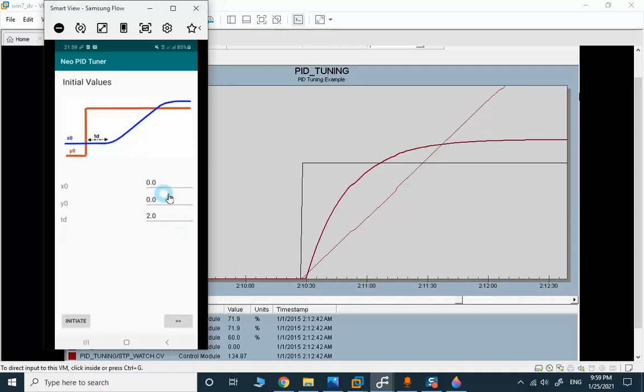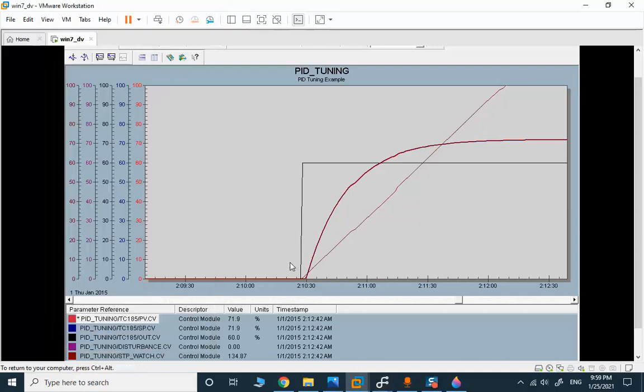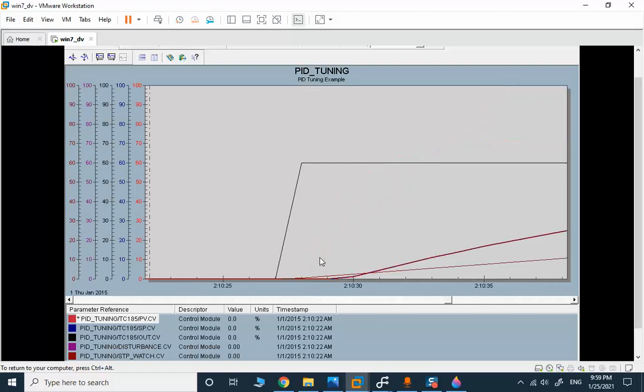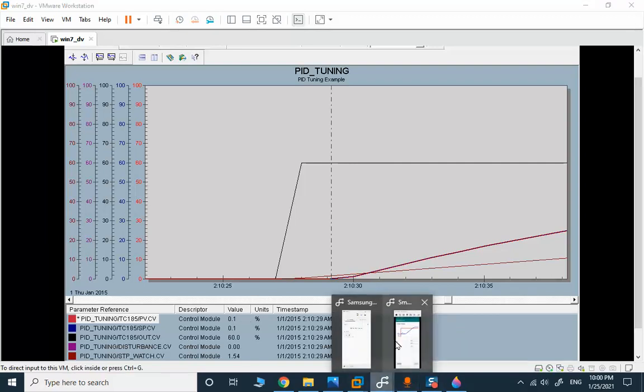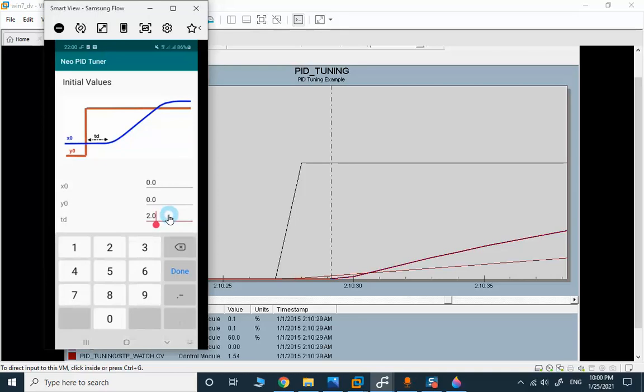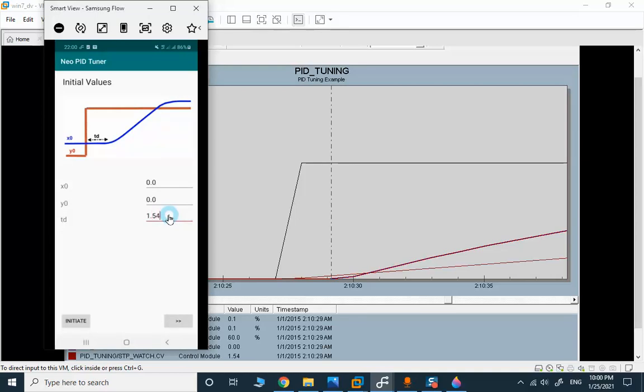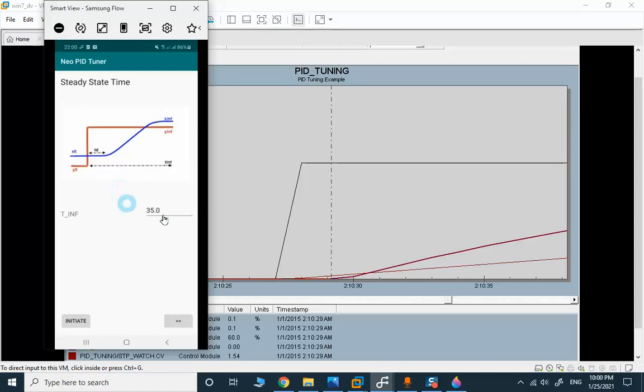The starting point, x0 is 0, y0 is 0. We started from 0. The values can be seen here. PV and out is 0. And we need to check the TD. TD is the first non-zero value, 1.54. We have the first non-zero value in the transmitter, 1.54. Let me apply that here, 1.54. We go forward.